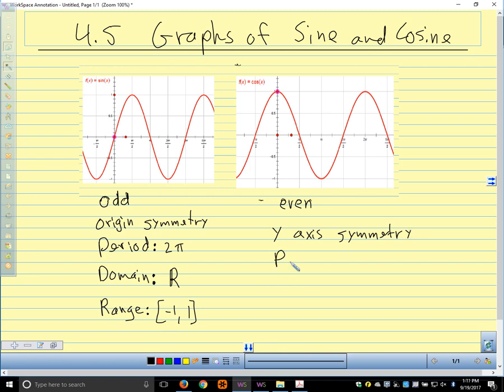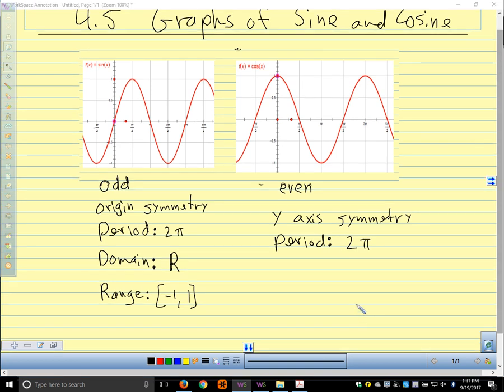The period, just like for sine, we repeat on the unit circle every 2 pi units. And we see that on the graph. Here I'm up here at a maximum when x equals 0. And I go down, come back up to a maximum after 2 pi units. My period's 2 pi.